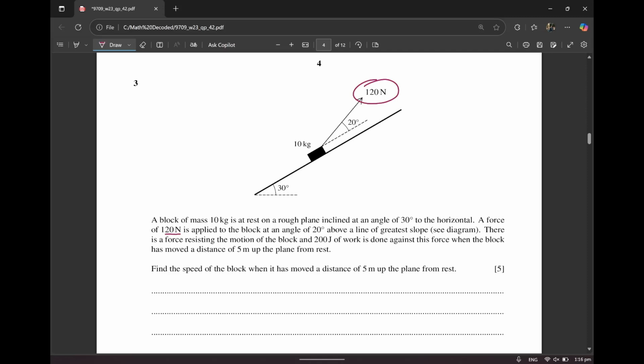Now I need you to stop over here and annotate on the diagram before you move any forward. This is going to break down into two components: 120 cos 20 and 120 sine 20. Now let's resume. There is a force resisting the motion of the block, and 200 joules of work is done against this force when the block has moved a distance of 5 meter up the plane from rest. Rest means that u is equal to 0. And s over here is given to us as 5.